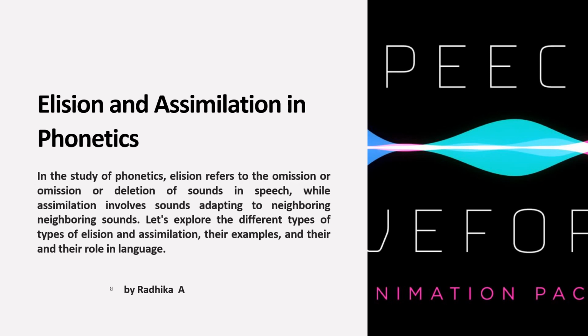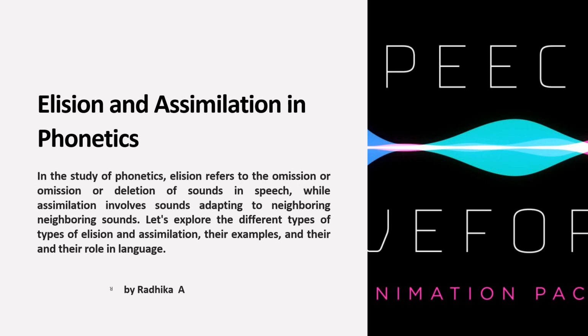Today we are going to learn two terms in phonetics, elision and assimilation. Do you know what is meant by elision and assimilation? In the study of phonetics, elision refers to the omission or deletion of sounds in speech, while assimilation involves sounds adapting to neighboring sounds. Okay, so what's meant by elision?